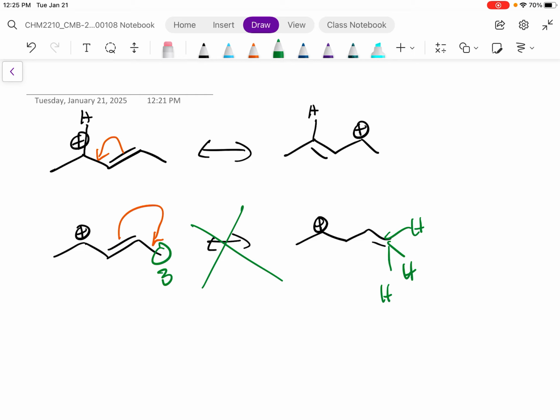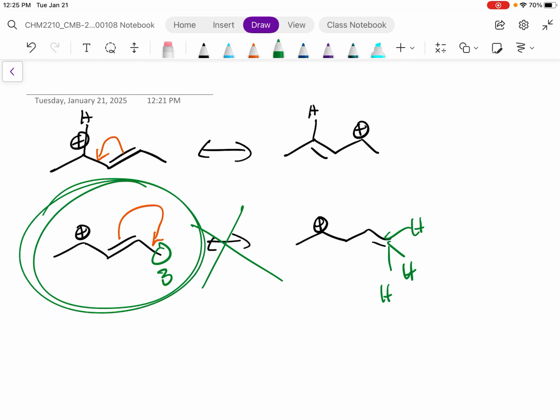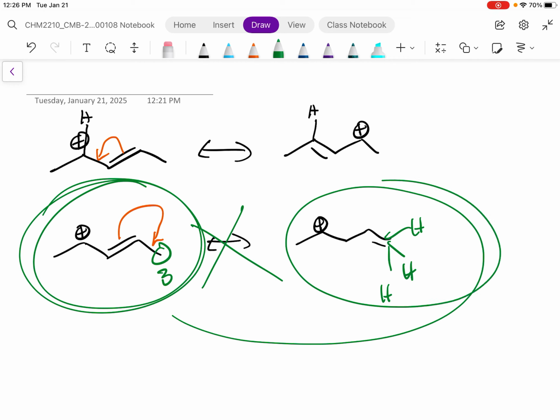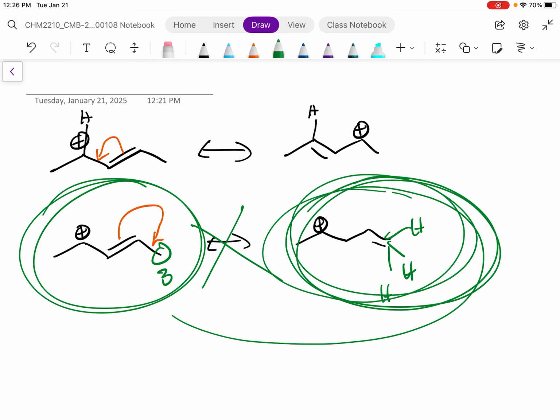When students come to office hours and shove in my face, does this resonance structure work? they'll just show me this part. They'll be like, hey, does that work? I'll be like, you tell me. When I say that, you need to draw what you just proposed with that orange arrow. Now evaluate what you just drew. Why is this doing this? Do you see what I'm saying?